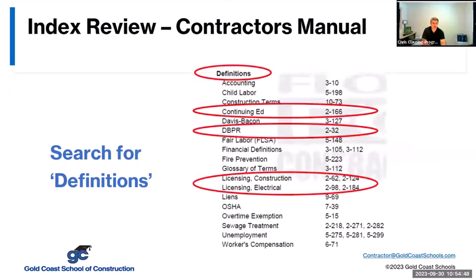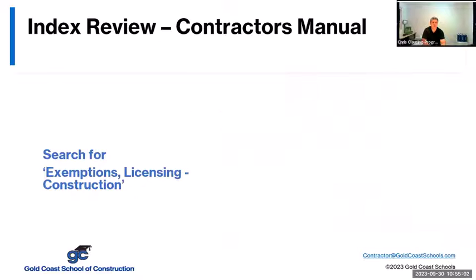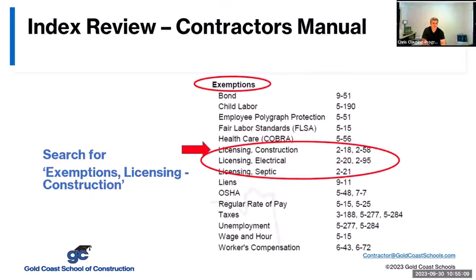Search for definitions. Again, these are just items of note. So you have continuing education, DBPR, licensing instruction, licensing electrical. Again, licensing construction is the primary one. Search for exemptions, licensing specific to construction. And you'll see it there. So that's going to give you, if you get a question on who's exempt from licensing, you could go here and you'll see that licensing construction is going to be relevant.